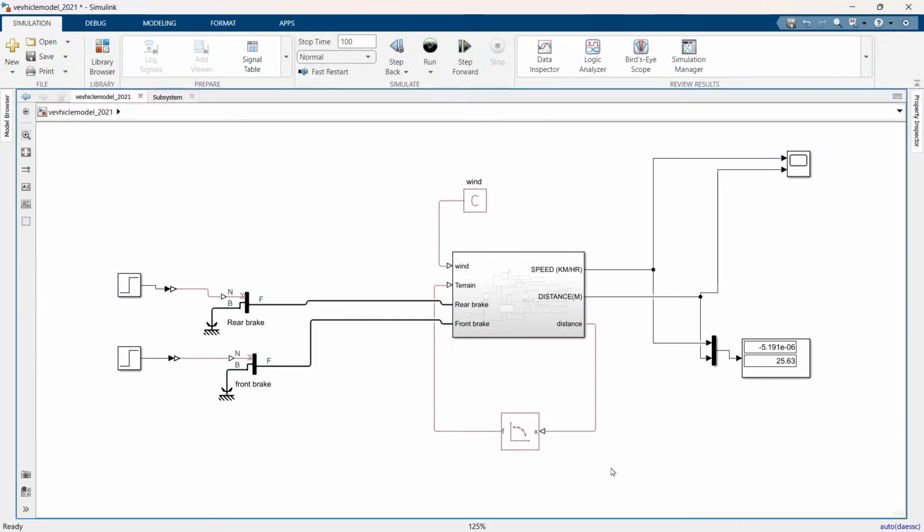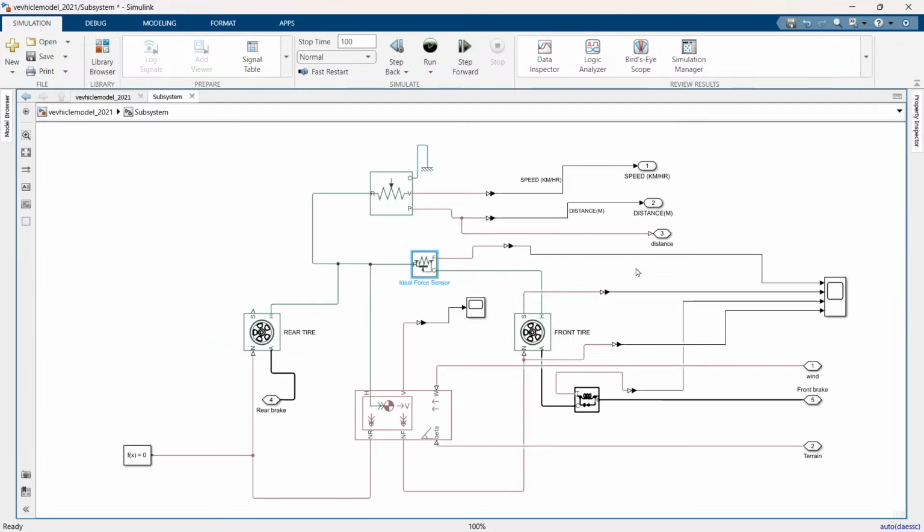So this is the simulation model. Here we are applying the 2 brakes for our rear axle, rear tire, and also the front tire. So I am going to open the subsystem. Here you can see the 2 sensors being added to the simulation model. One is the force sensor, another one is the torque sensor.